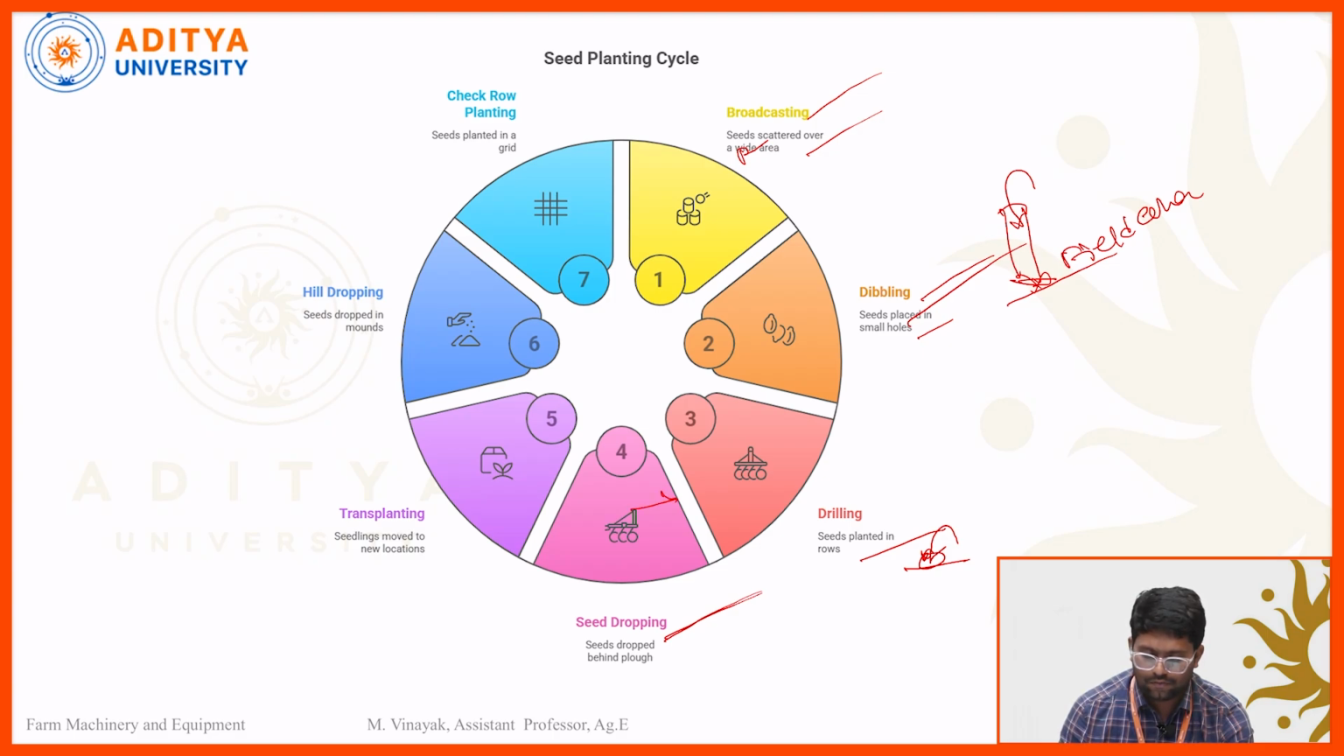Next one is seed dropping behind the plow. This is a plow. The plow opens the furrows, and another man drops the seed in the furrows. Next one is transplanting. Most vegetable crops as well as paddy crops involve this transplanting method. Next one is hill dropping. Whenever a large density of seed sowing is required for developing forest areas, we follow the hill dropping method. Next one is check row planting, where row to row as well as plant to plant spacing is equal.